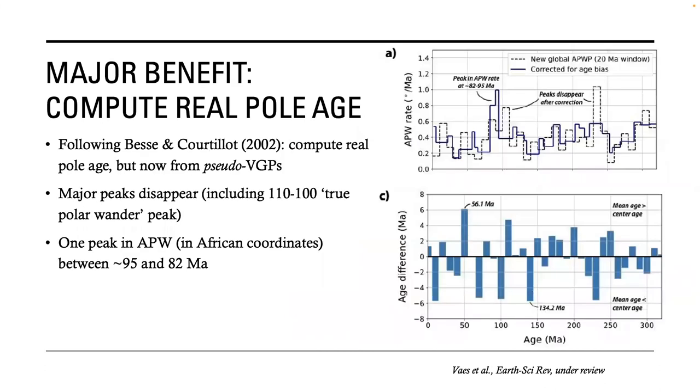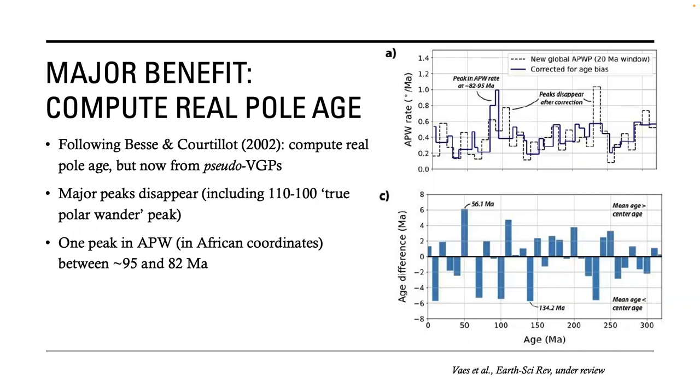One thing that is interesting this way too is we can compute the actual age of the poles. This is an approach that Besse and Courtillot already did 20 years ago. We have combined all the data from a 20 million year interval, and then we say that is for the poles 20 plus or minus 10. But if there is a large igneous province at 19, then the average age of the poles is actually drawn towards that large igneous province, which is a much bigger data set. Now, the interesting part is that if we compute the true age of the poles, then almost all big peaks in the apparent polar wander path disappear.